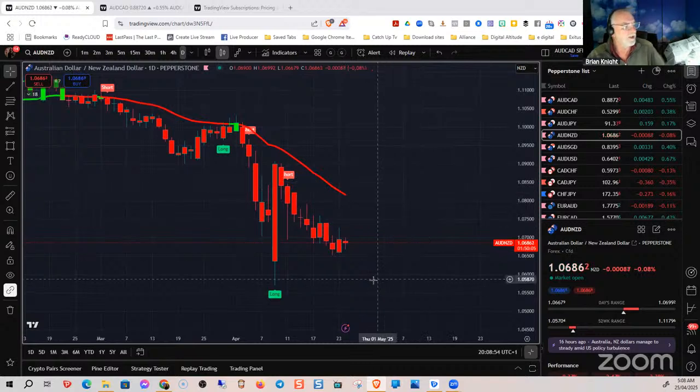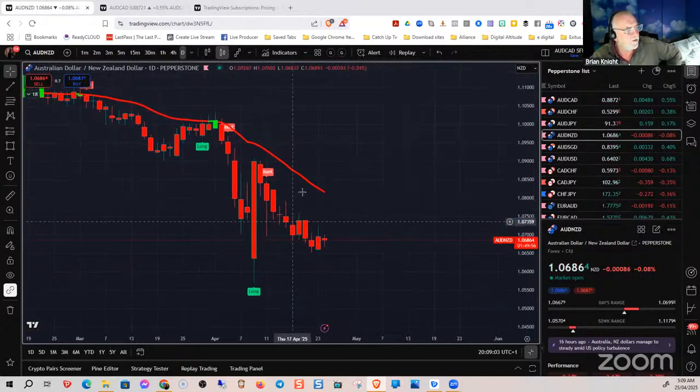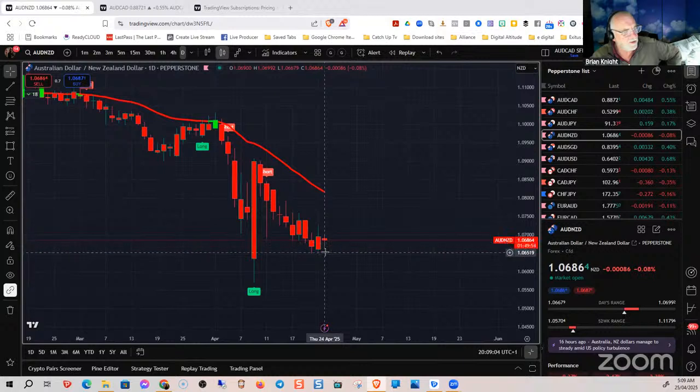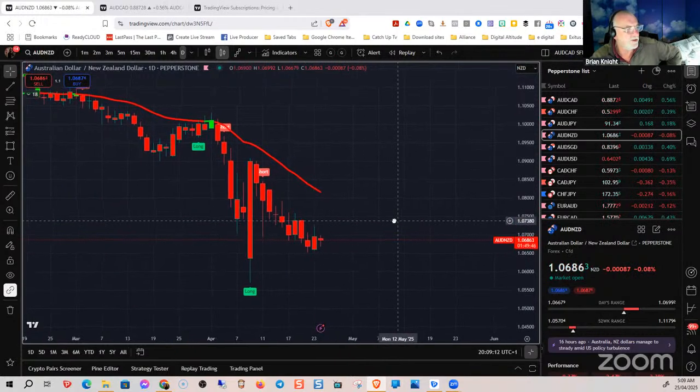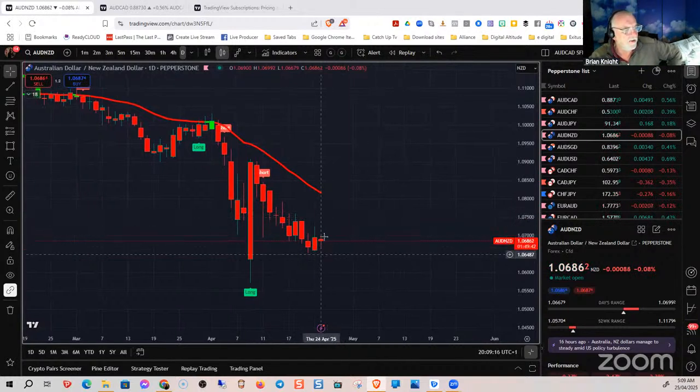All right, AUD NZD. Now the thing is, it hasn't broken down past here. It has spiked up. If this is going to continue, it would have been nice if it had broken the previous low, but now it's dancing around. So we'll just see. It's getting near the end of the week, so it could go one way or the other.